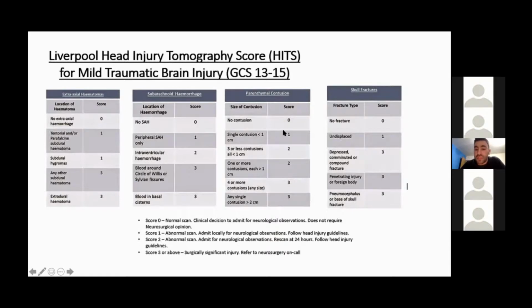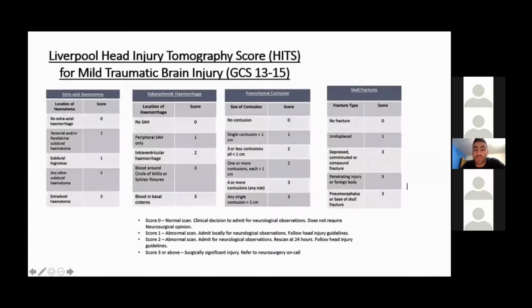Single contusion: a patient can have a contusion less than 1 centimeter, a lump of blood inside the brain parenchyma itself, and that again only scores a 1, because these are injuries that usually resolve on their own and just need medical management rather than any active neurosurgical input. And then fractures: a small fracture that's undisplaced, again, there's not much that needs to be done, and therefore you score it a 1.